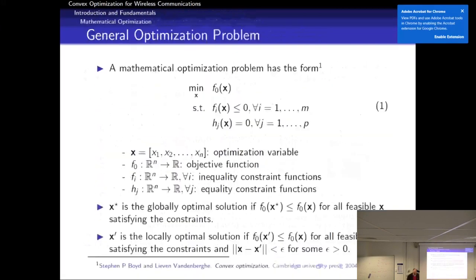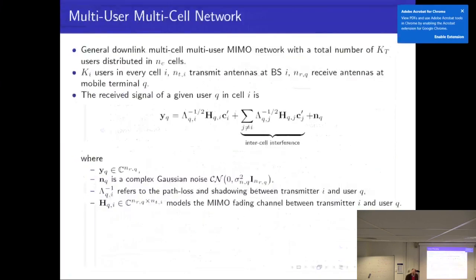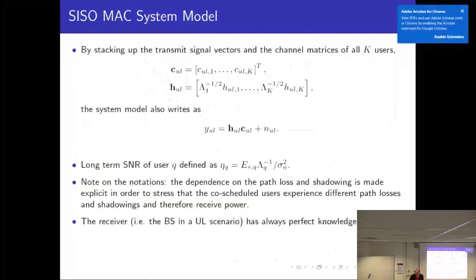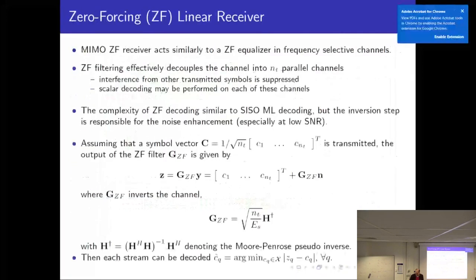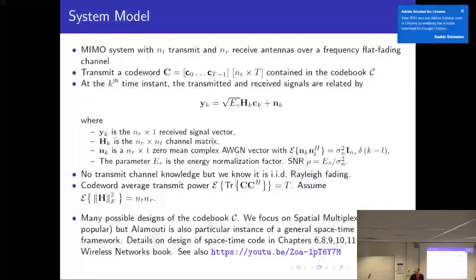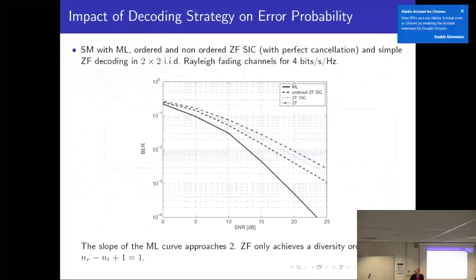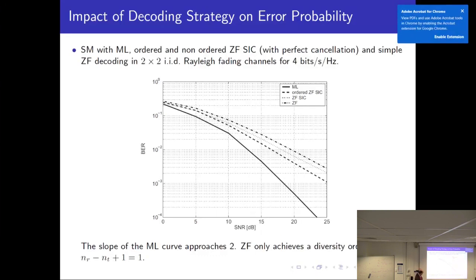Where is that? Right, here. It's the same. That's QPSK, so 4 bits per second per hertz. And at 20 dB, we are at a bit less than 10 to the minus 3, right? So we are here.